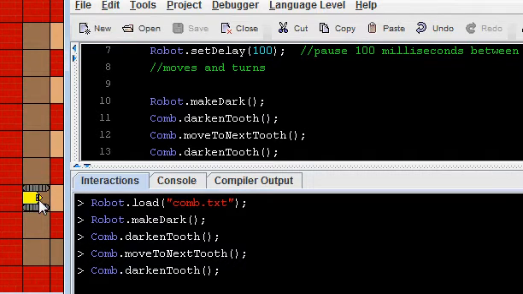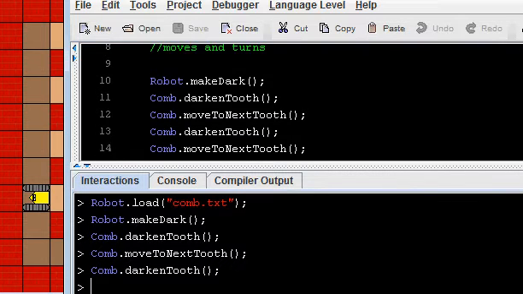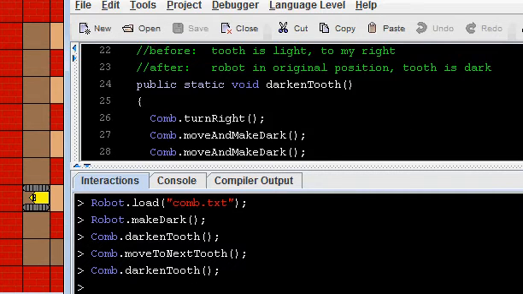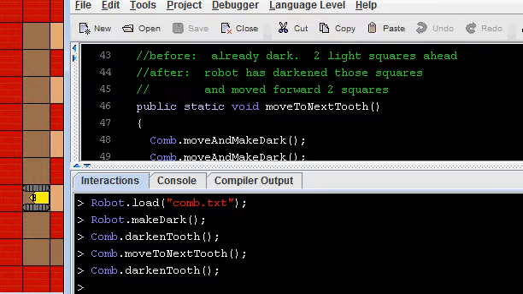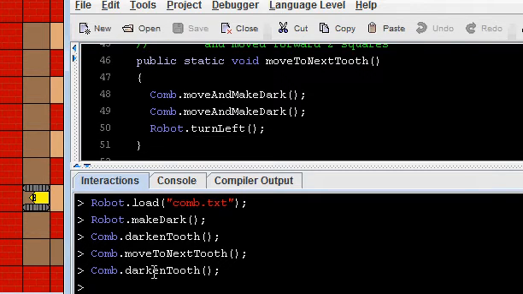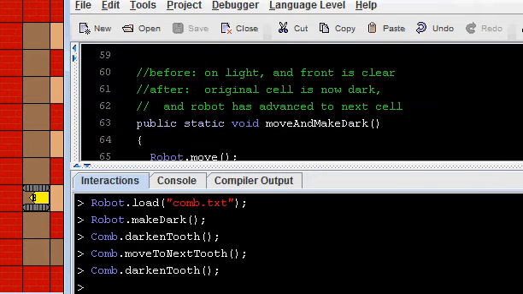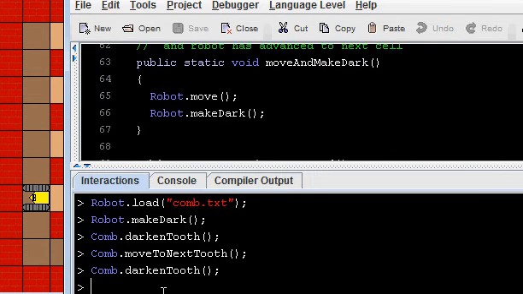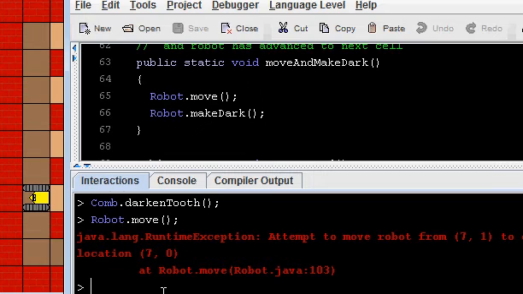The robot returns to where it started, and the next line of code tells us to move to next tooth. But I know that move to next tooth is now going to fail. That's exactly the line of code that was failing. So maybe I'll take a look at move to next tooth. Here's move to next tooth. And we could call the lines one at a time. The first thing it's going to do is move and make dark, but I happen to know that move and make dark is going to begin by moving, and if I simply move here, we're already sunk, right? We've now walked into a wall.